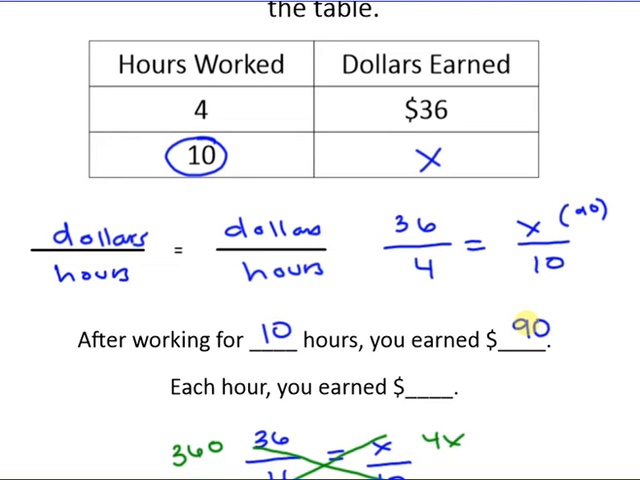Now it's asking me for that unit rate again. Each hour you earned blank dollars. So now we need to find the unit rate. We can find it with either row. I'll just use the top row. So $36 over 4 hours. Divide that. 36 divided by 4 is going to be $9 for 1 hour.